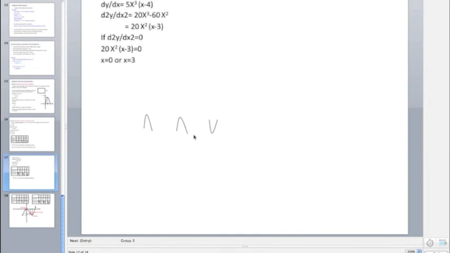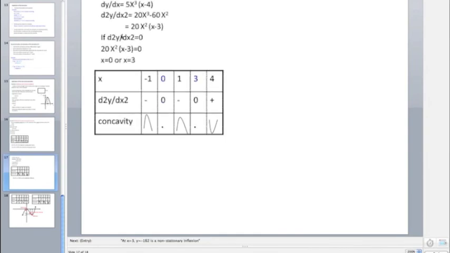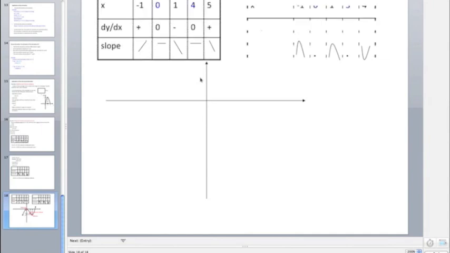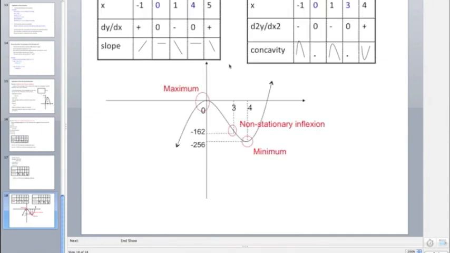To work out the point of inflection, we differentiate the first derivative again. Then we use a table of values again to work out the concavity. Then we prove the function changes its concavity at this point. Finally, we combine these two tables of values to work out the whole picture. So this is the maximum turning point, and this is the minimum turning point, and this is the non-stationary point of inflection.